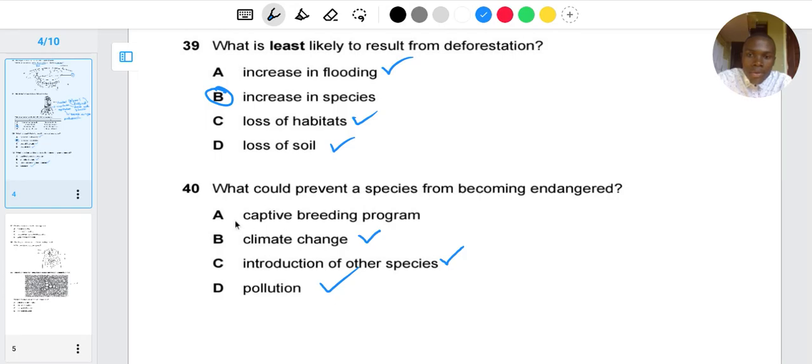But when you talk of captivity breeding program, you introduce things like game ranching, as well as game parks to protect endangered species, as well as arresting or stopping illegal poaching in that way. So the answer is just going to be A.